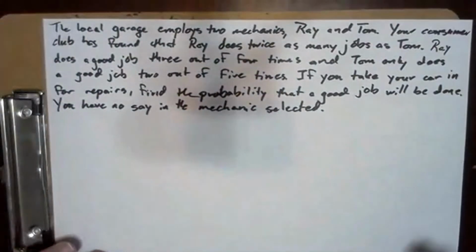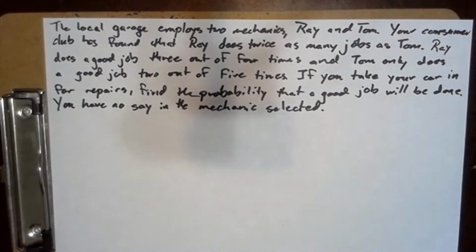The local garage employs 2 mechanics, Ray and Tom. Your consumer club has found that Ray does twice as many jobs as Tom. Ray does a good job 3 out of 4 times, and Tom only does a good job 2 out of 5 times. If you take your car in for repairs, find the probability that a good job will be done. You have no say in the mechanic selected.